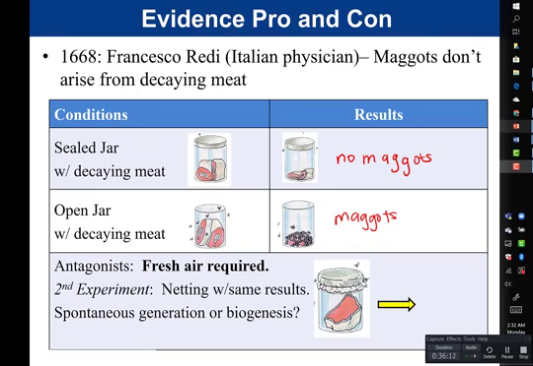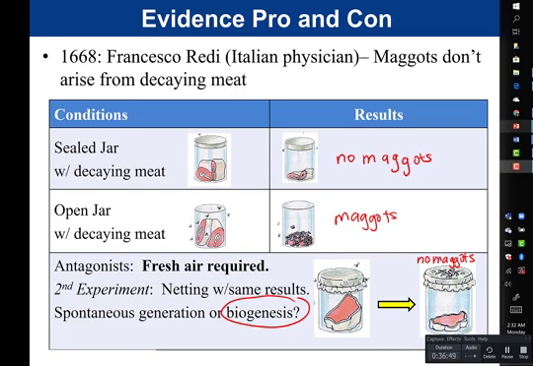So if the fly can't get into the meat, are we going to expect to see maggots on the meat? Answer is no. Because if the flies can't get in there, they can't lay eggs and they can't form the maggots. So no maggots basically helps to suggest that it is biogenesis. Life comes from life. And so this experiment helped provide evidence in support of biogenesis.